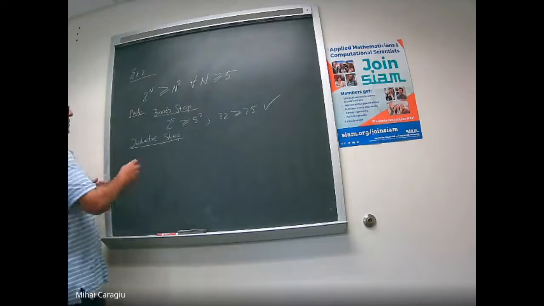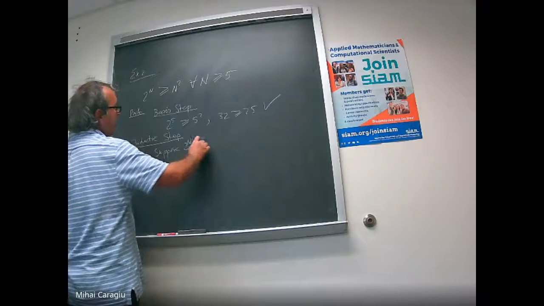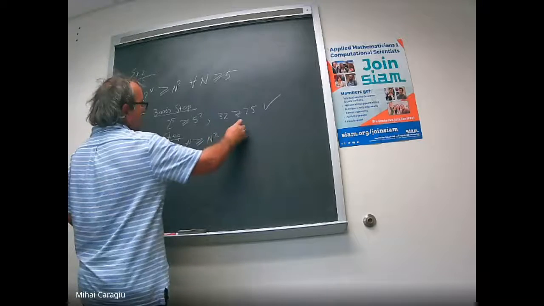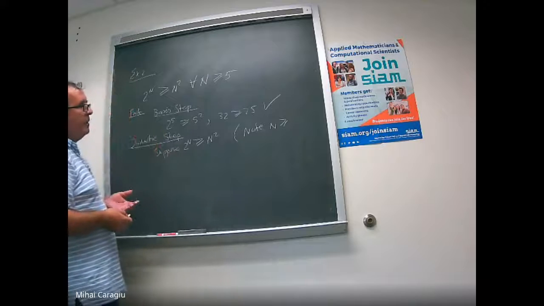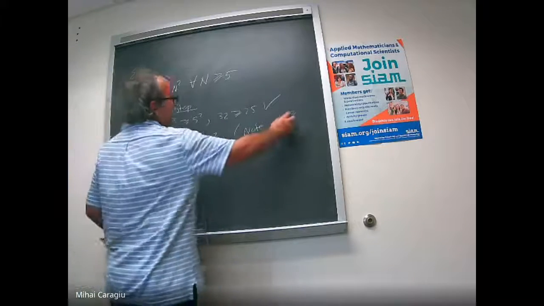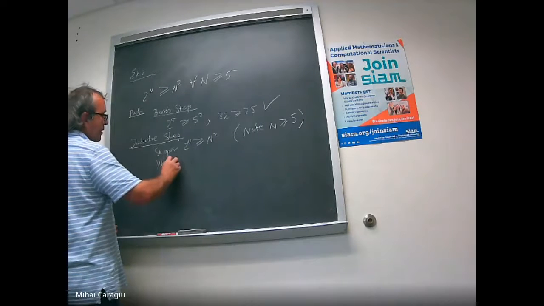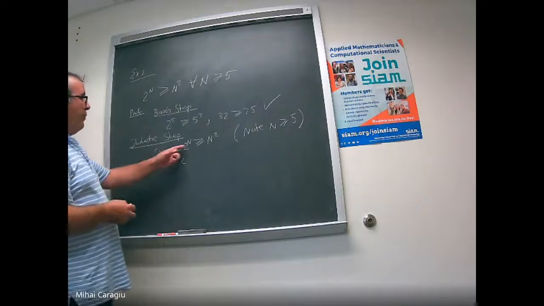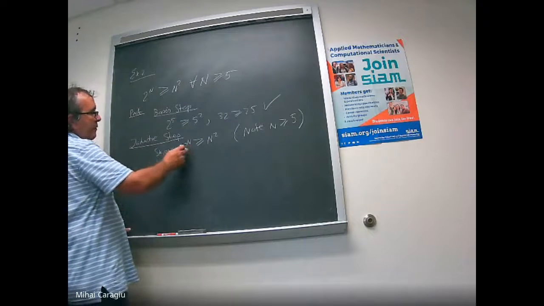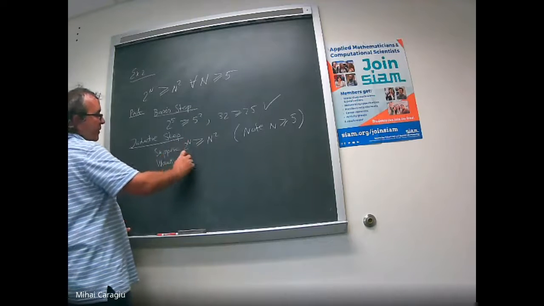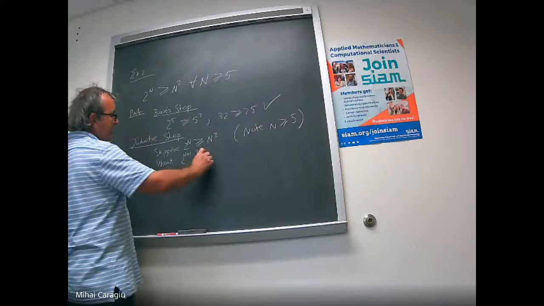Inductive step. Let's suppose 2 to the power n greater or equal to n squared. Note that n is greater or equal to 5. What we want at the next level, so we got formula bigger or equal to formula. So at the next level, the next level will be obtained by replacing n with n plus 1: 2 to the power n plus 1 greater or equal to question mark n plus 1 squared.